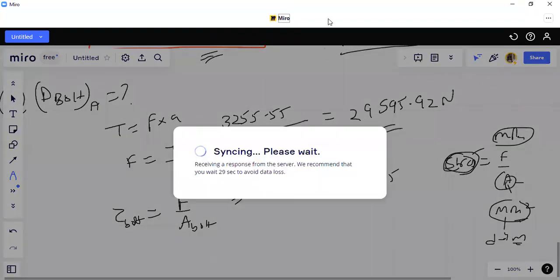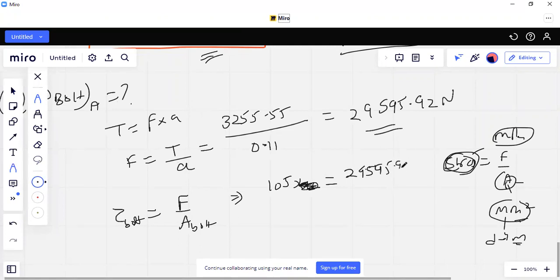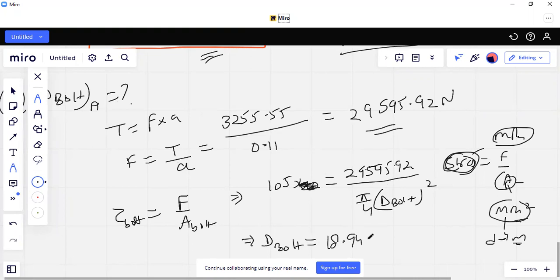29595.92 divided by area, which will be pi by 4 d bolt square. By solving this equation, you will get the diameter of bolt will be 18.944, directly in mm. So this is your final answer.